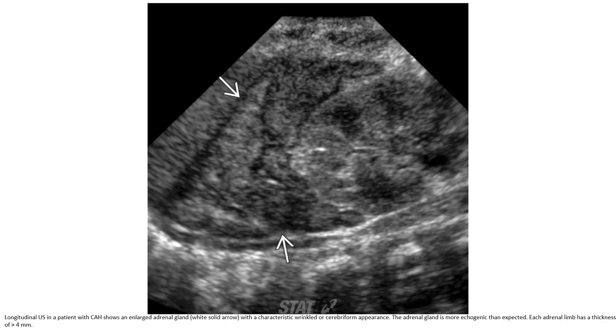Ultrasound of the labioscrotal hole in a patient with ambiguous genitalia shows no testes. Imaging of the pelvis shows a uterus. CAH is the most common cause of ambiguous genitalia in female. Ultrasound in a patient with CAH shows an enlarged adrenal gland with a characteristic cerebriform appearance. The adrenal gland is more echogenic than expected. Each adrenal limb has a thickness of more than 4 mm.